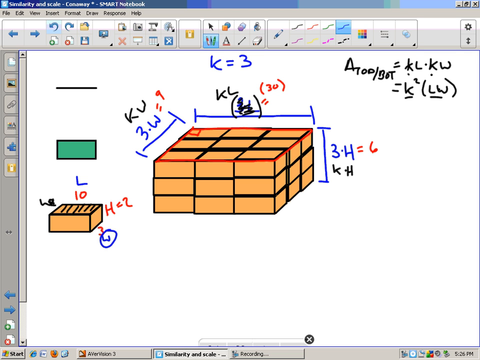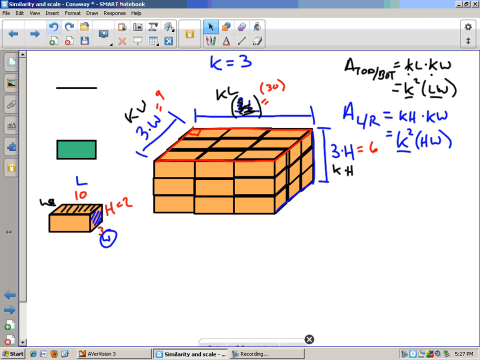And how about the left and right? The area of the left and right side has H and W involved. So that's going to be KH times KW, whatever K is. It was 3 in this case, but I'm just using K so we can see it in general. K squared times HW. So I just need to multiply my original side, H times W, by K squared.